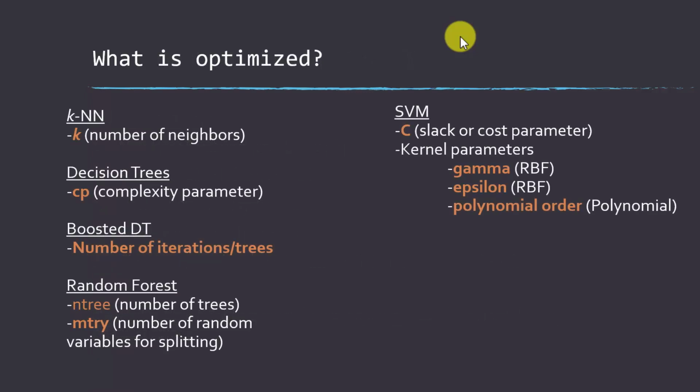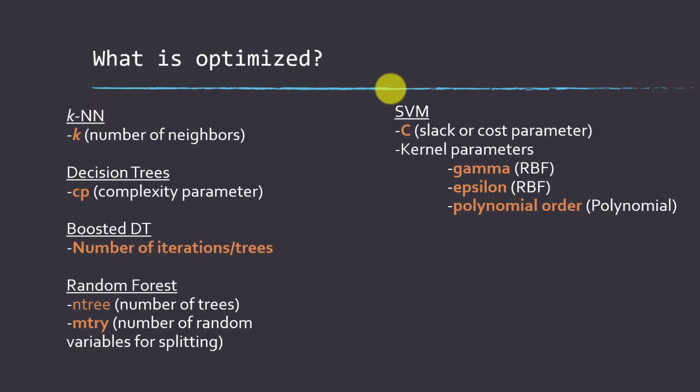Okay, so what is actually optimized? Well, again, that depends on the algorithm. Here are just some examples. For KNN, we need to optimize K. For decision trees, it's the complexity parameter, the pruning criteria, so like the CP. Boosted decision trees is generally the number of trees or iterations. Random forest has 2 parameters. For SVM, you've got gamma, or the polynomial order, and the cost parameter. So those are things that you'd have to optimize or should try to optimize.